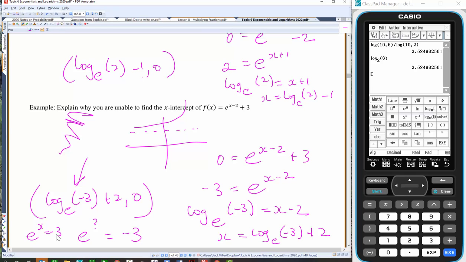When is this function going to be negative? Well, it's never going to be, because e to the x looks like that. So the problem here is e to the x is always greater than 0, or we're going to say that log e -3 does not exist. The rule is that you can't log a negative number.